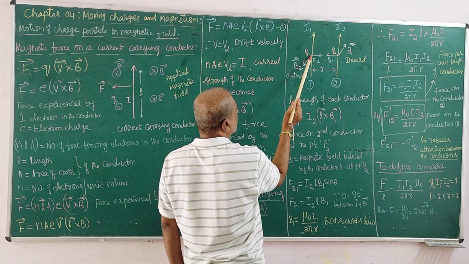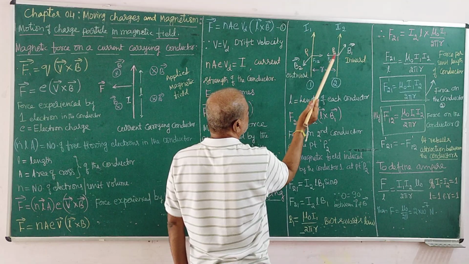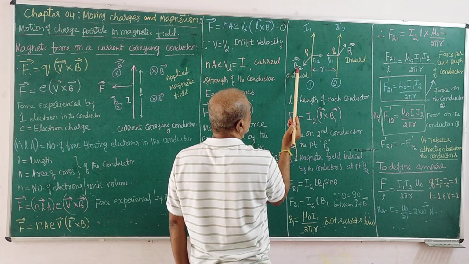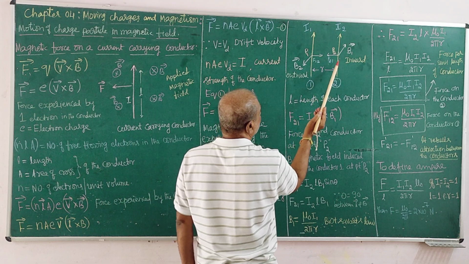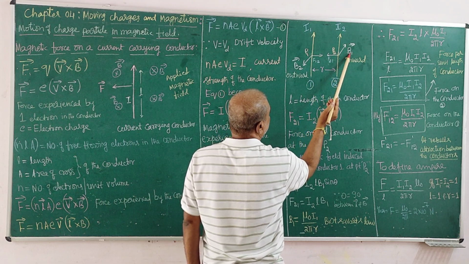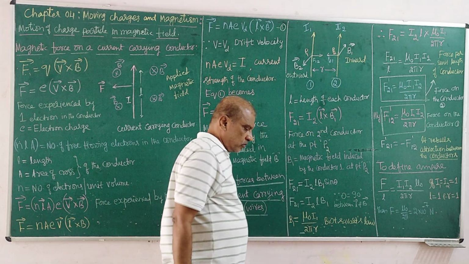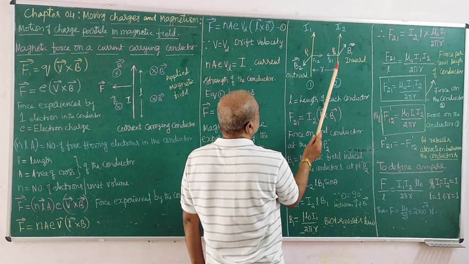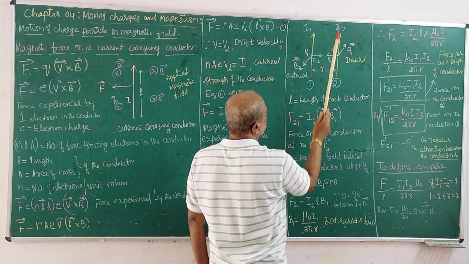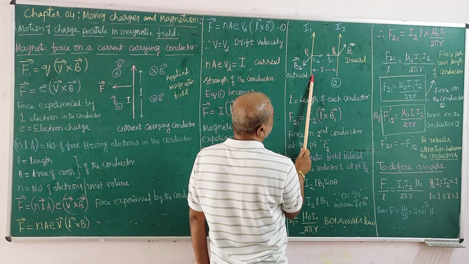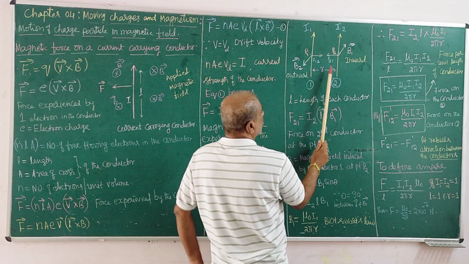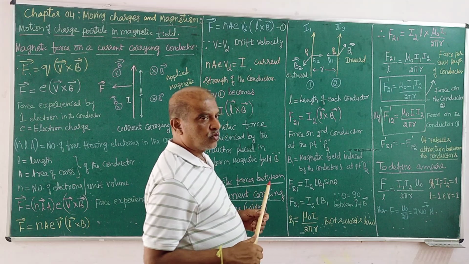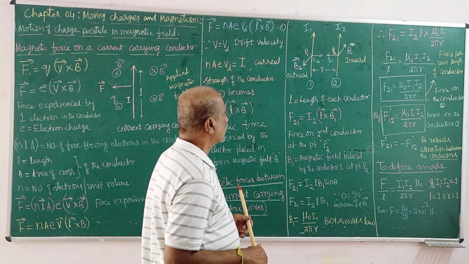Magnetic field at this point, let us call this P1, let us call this P2. Magnetic field at this point is B2 outward. Magnetic field at this point is B1 inward. Current strength in this conductor is I1, current strength in this conductor is I2. And the distance of separation between them is r, they are parallel and the current flows in the same direction.